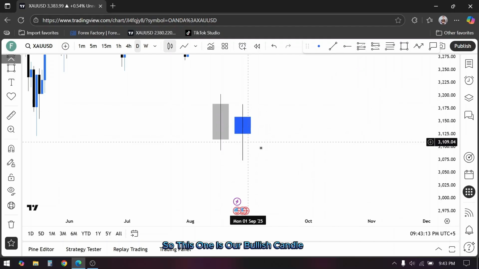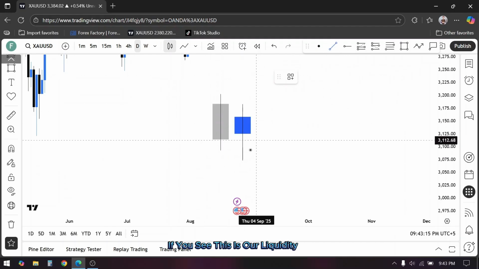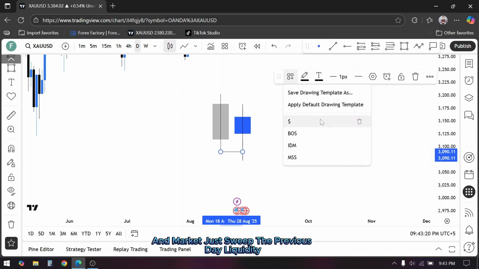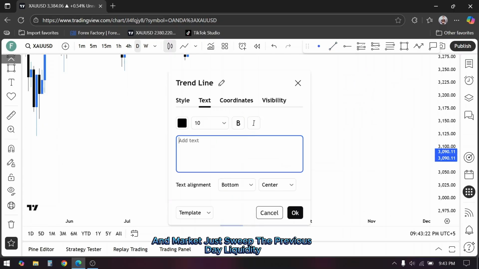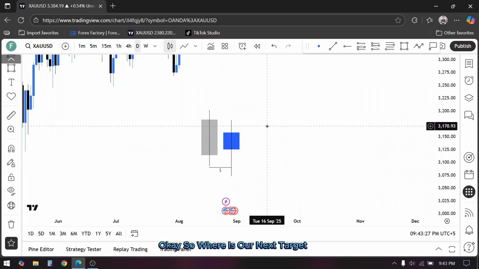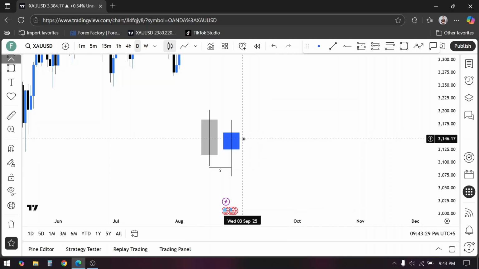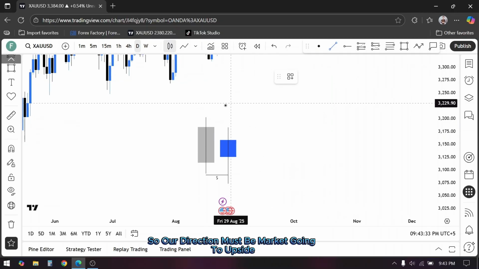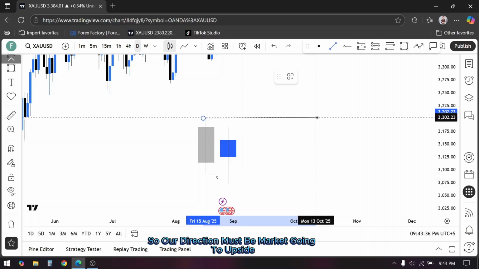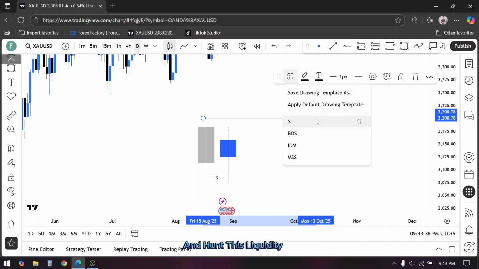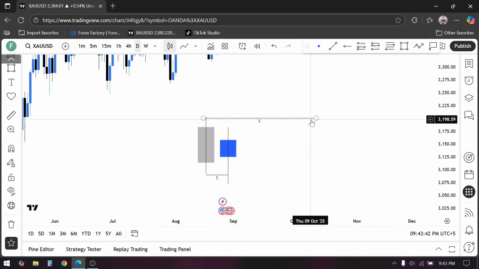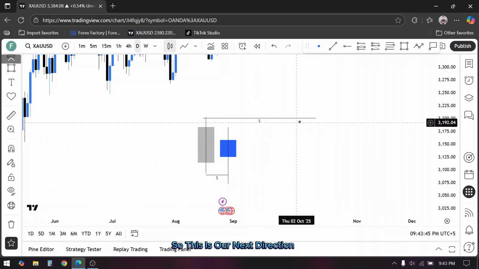So this one is our bullish candle. If you see, this is our liquidity and the market just swept the previous day's liquidity. So where is our next target? What is our next direction? Our direction must be the market going to the upside and hunting this liquidity. So this is our next direction.